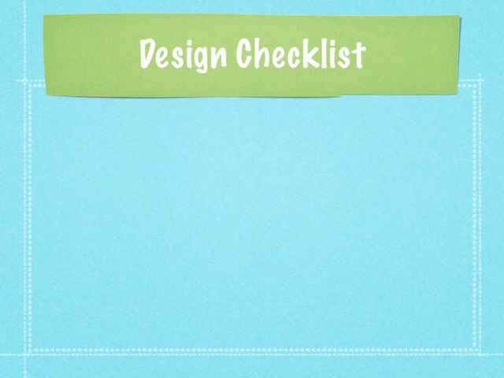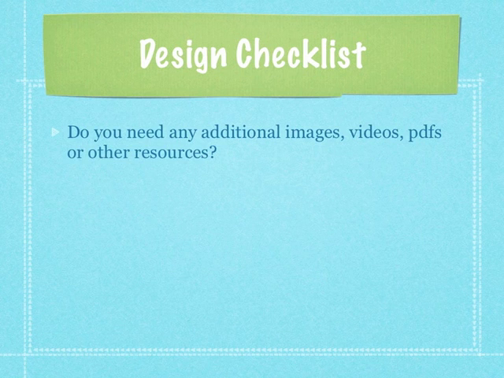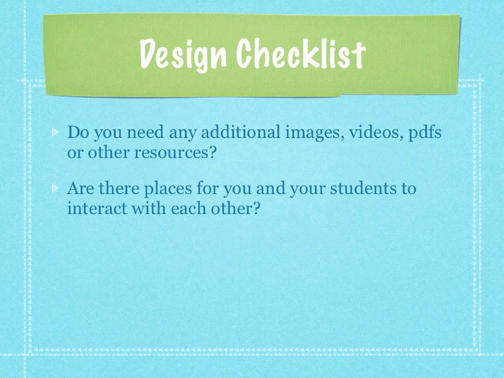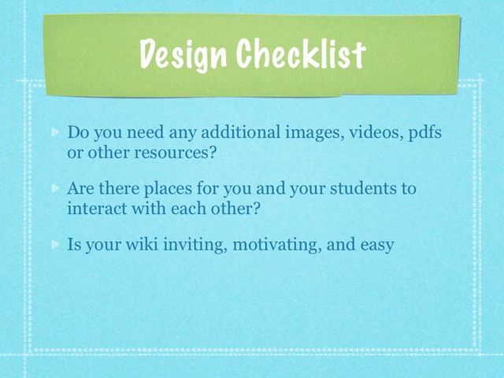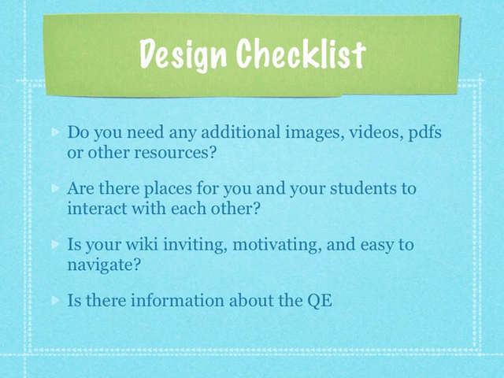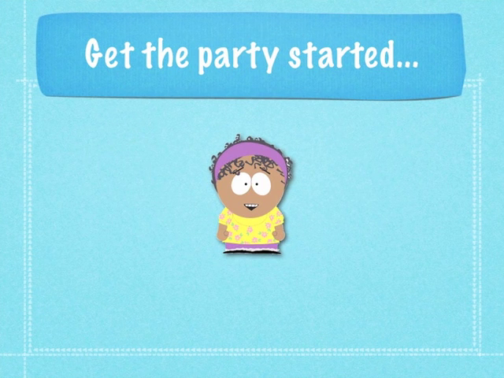So let's build a quick checklist for design on your Wiki site. First, do you need any additional images, videos, PDFs, or other resources? Make sure that you get some assistance from a QEP writing specialist if you need any help. Are there places for you and your students to interact with each other? Is your Wiki inviting, motivating, and most of all, easy to navigate? And finally, is there any information about the QEP writing labs on your Wiki site? Remember, your students can always find help at a QEP writing lab.